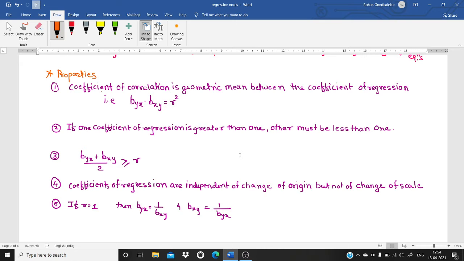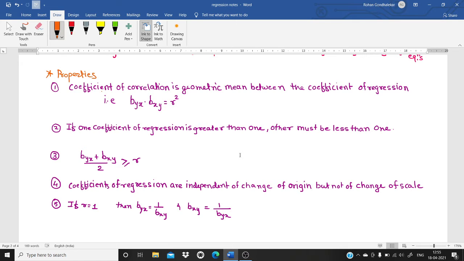Next, coefficients of regression are independent of change of origin but not of change of scale. See, in the previous correlation chapter, in the last problem where we prepared a table, we divided the data by 10. So we were changing the scale of the data. In regression, if you do the same, it's okay. But while summing up your answer, that is, while noting the equation of the line of regression, please mention that it is divided by 100 or divided by 10, whatever you are using in the same formula.